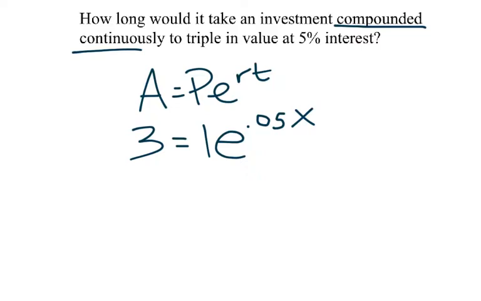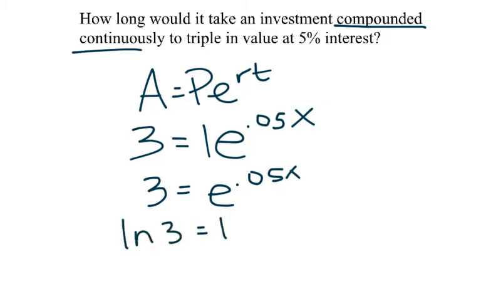So here's what we're going to do. We're going to clean this up a little bit. 1 times e is just going to be e to the 0.05x. And then, we've already learned how to do these. The way you get rid of an e is to take the natural log of both sides.